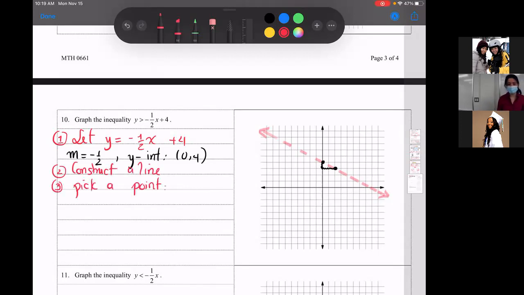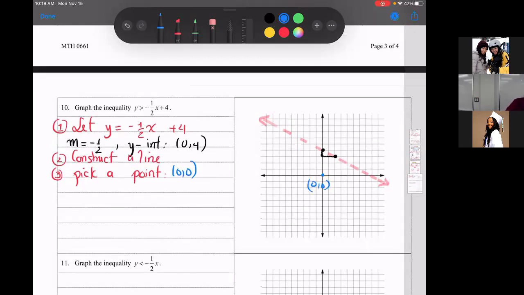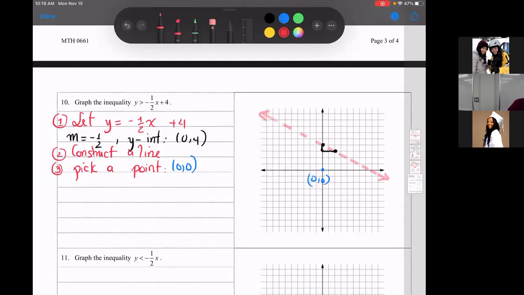What's my favorite point? 0, 0, right? The sweet spot is 0, 0. The only time you'll not be able to pick 0, 0 is when the line crosses 0, 0, so it won't be able to tell you anything. Right, so 0, 0, and then you plug it into the original.